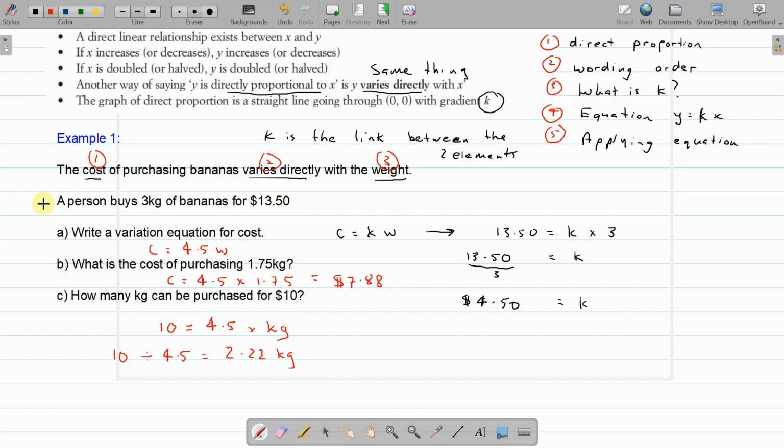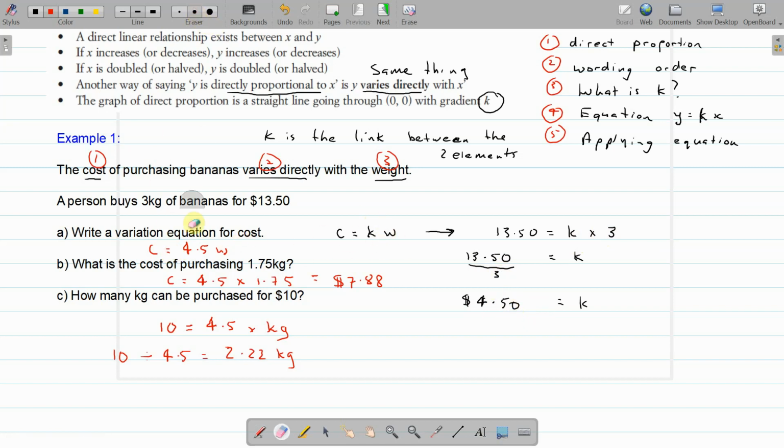Then you get the scenario to help us work out what the link is. The K is the link. I've got to work out what it is. And so we do the equation C equals KW. And because of this, we know two of those three things. We know what the cost is. We know what the weight is. So instead of C, we put 1350 equals something times 3. When we divide by 3, we work out what the something is. 4.5, $4.50.